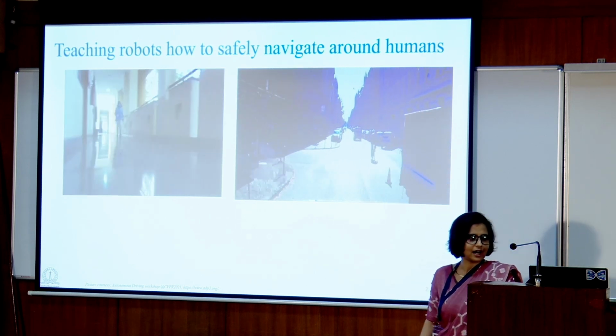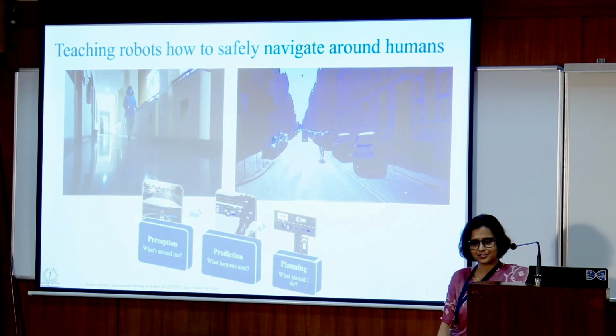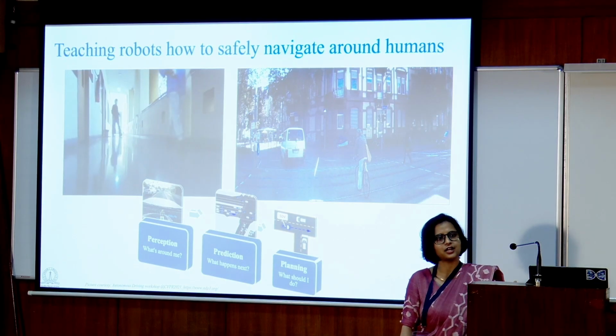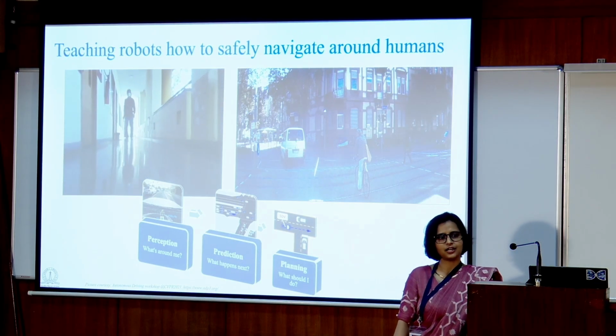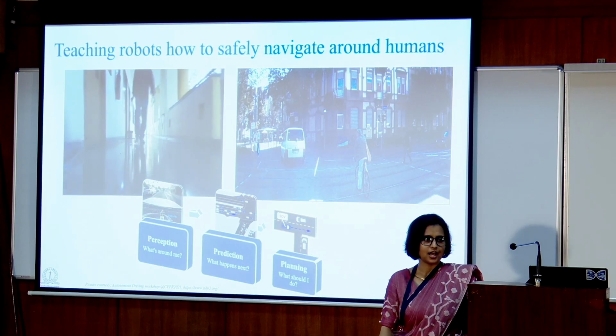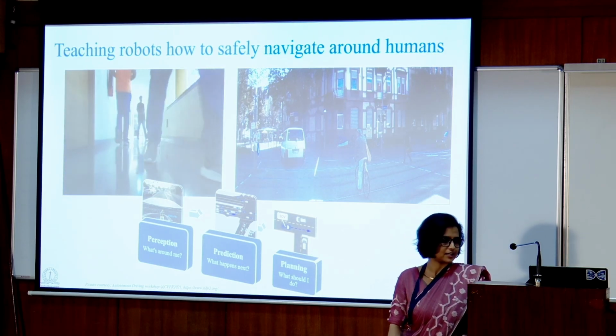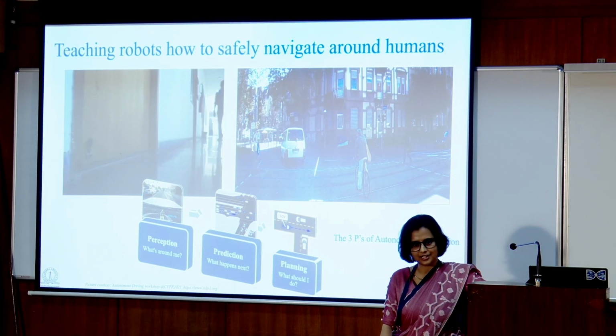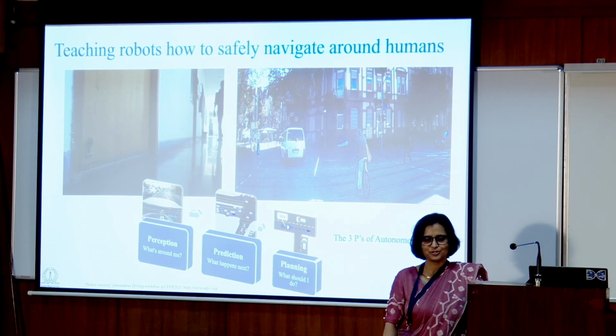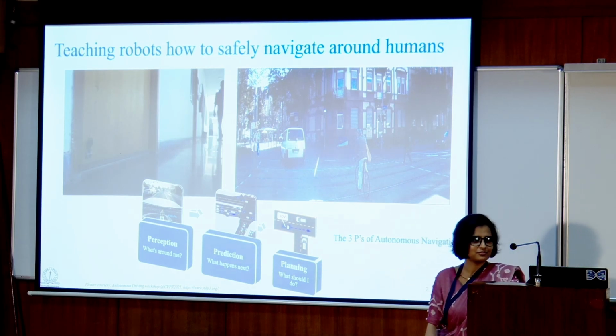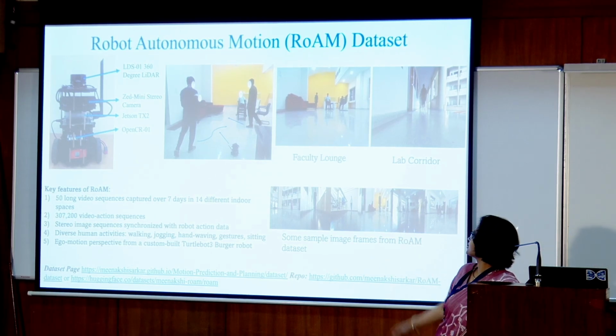So I told Professor Ghose, okay sir, I have a hypothesis that if we add the robot's motion, I think we will generate better predictions. But we don't have a data set like that. So why don't we build a data set and then test my hypothesis. So there goes the origin story of ROAM, which is the robot autonomous motion data set.